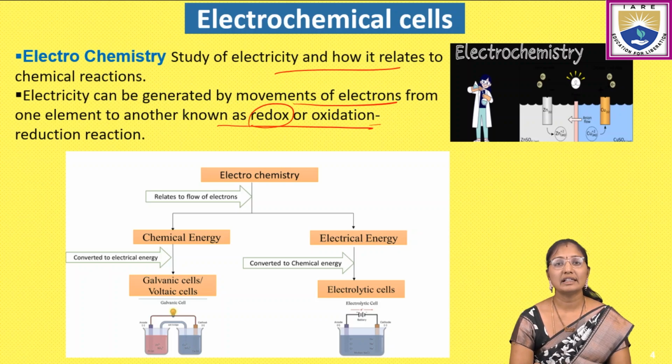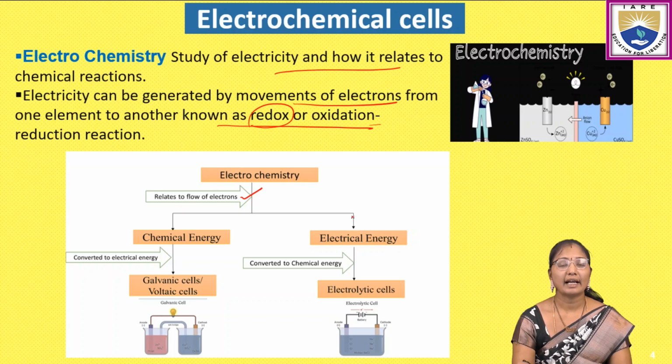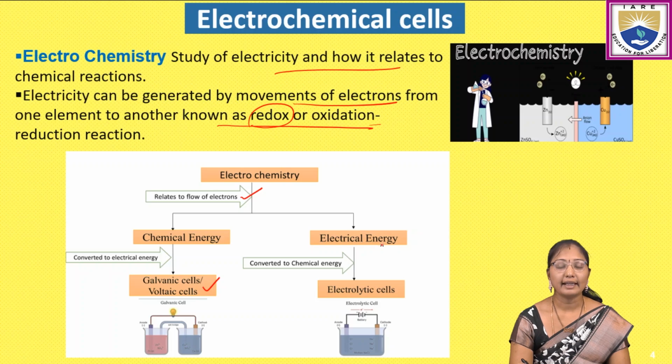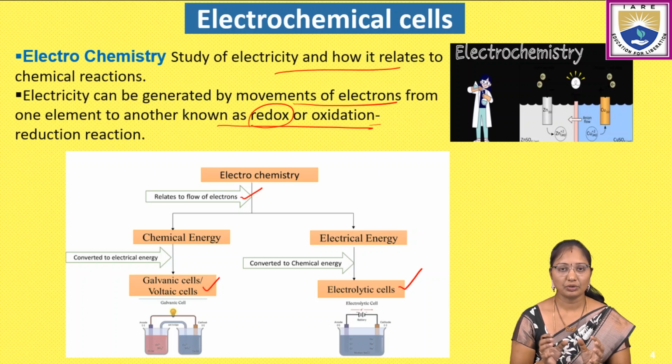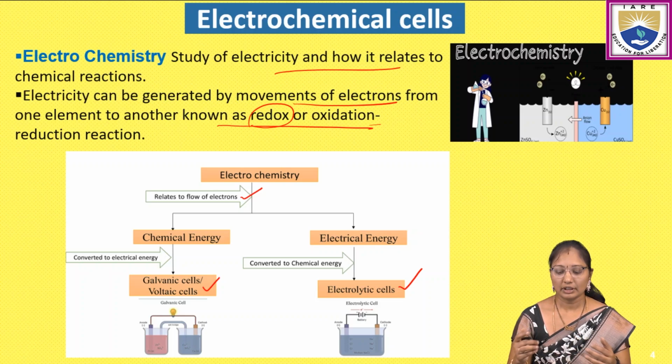So, electrochemistry deals with the flow of electrons, from chemical to electrical energy. If chemical energy is converted into electrical energy, then it is the galvanic or voltaic cell. If electrical energy is converted into chemical energy, then these are the electrolytic cells. The galvanic cell is separated by a salt bridge and different solutions will be present, where one acts as a cathode and one acts as an anode. Whereas in the electrolytic cell, the electrodes are different and molten NaCl or an electrolyte solution will be present.